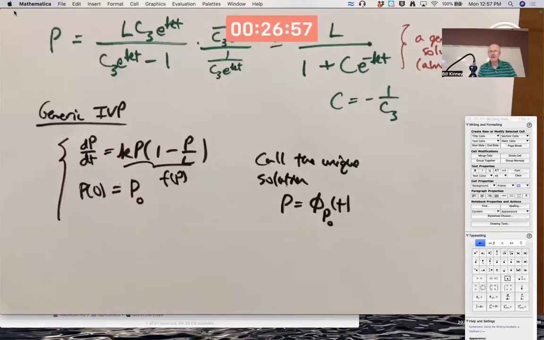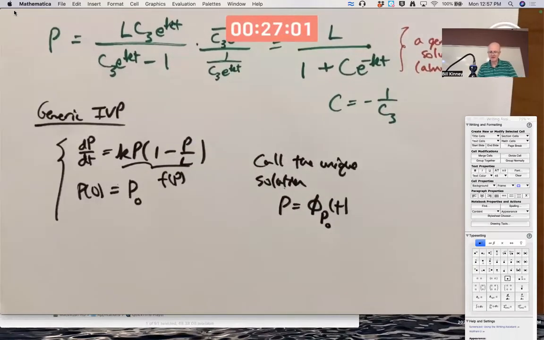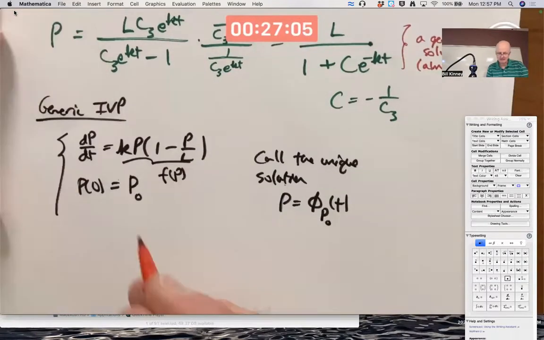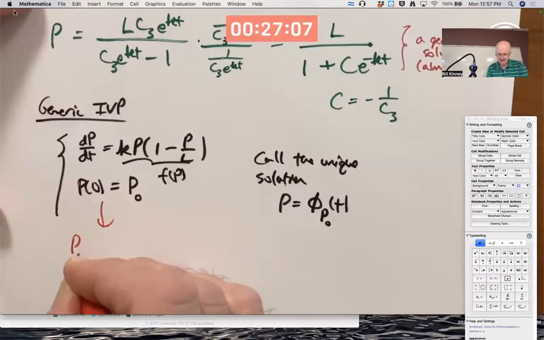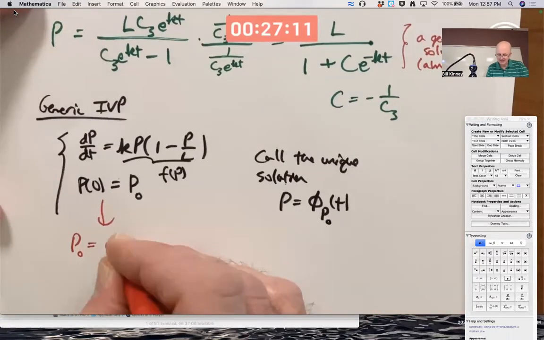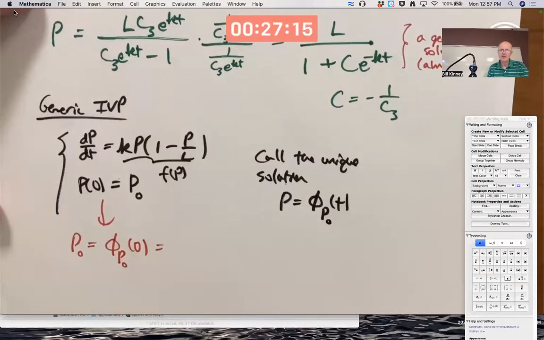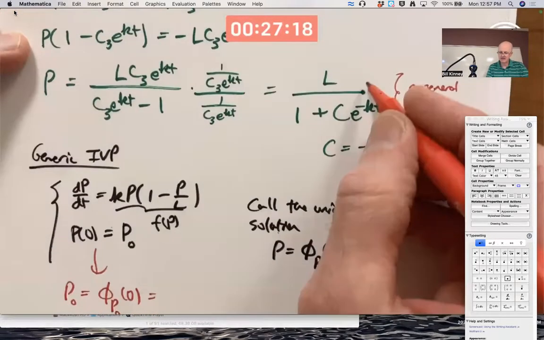Anyway, can I figure out how C depends on P naught? Yes, you can. I can say, use this, P naught is P of 0, which I can now write using function notation, is phi sub P naught of 0. Go up to this formula, use it.